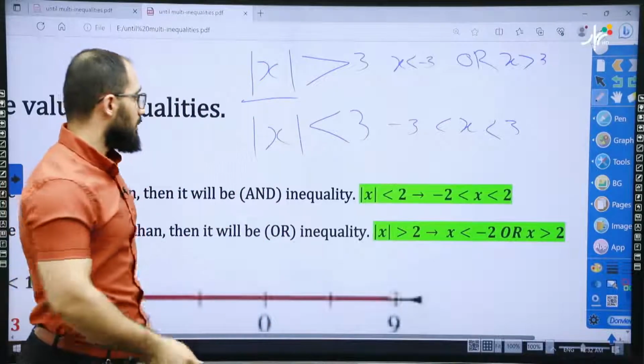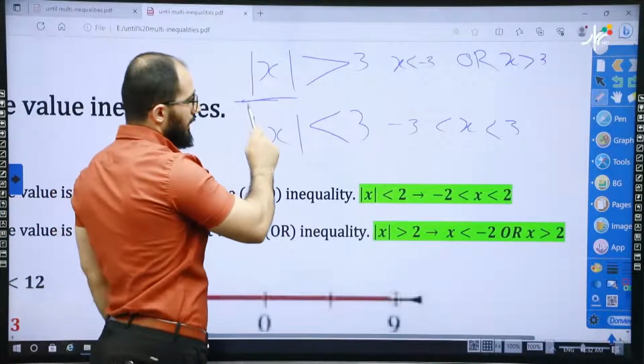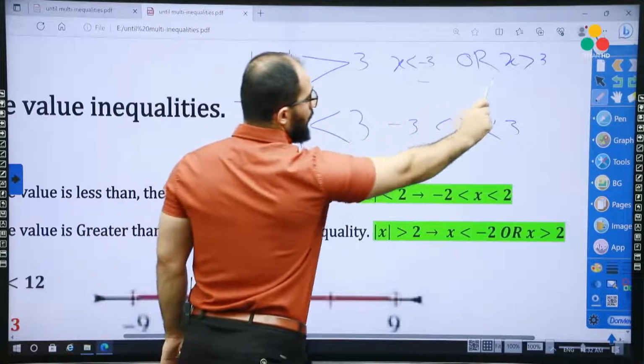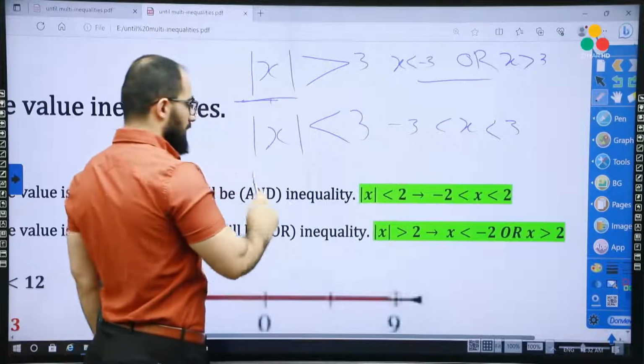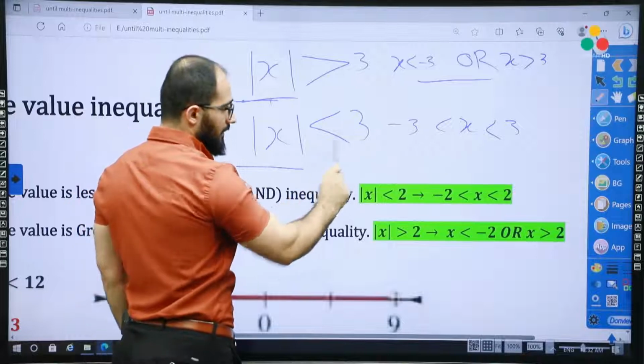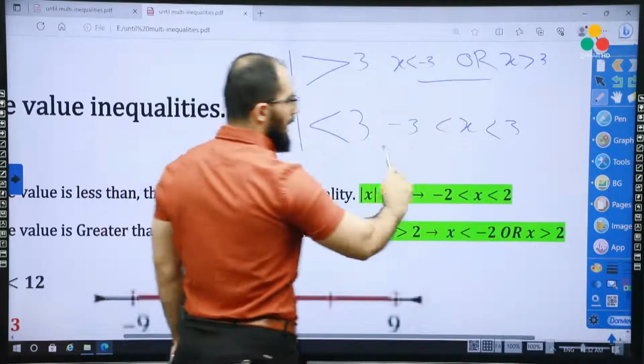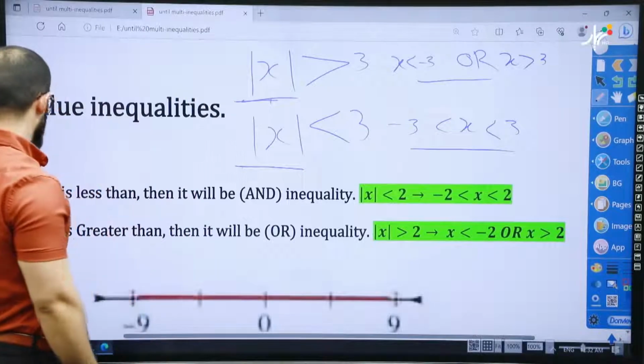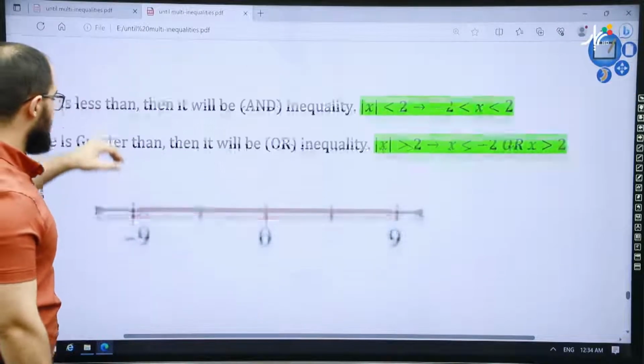Again, I'm going to repeat it. If the absolute value is greater than, it is going to be an or inequality. But if the absolute value is less than the number, it's going to be an and inequality. Okay, so let's solve some examples, then we will see the differences.